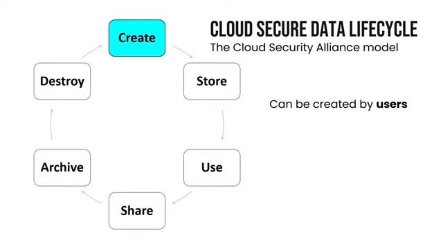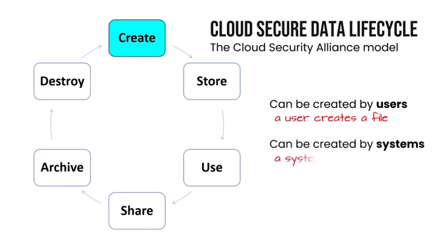Data can be created by users. A user creates a file, for example. Data can also be created by a system. A system logs user access, for example.